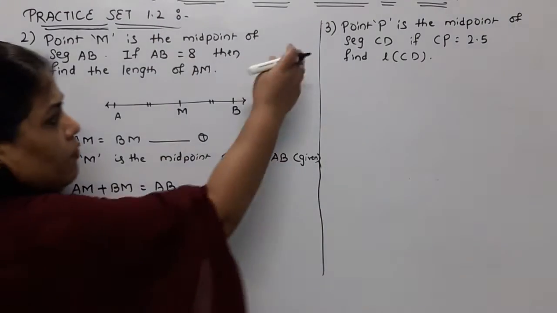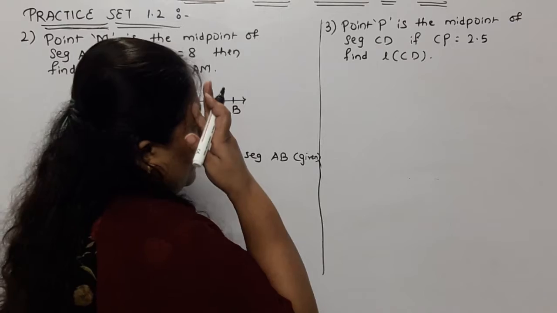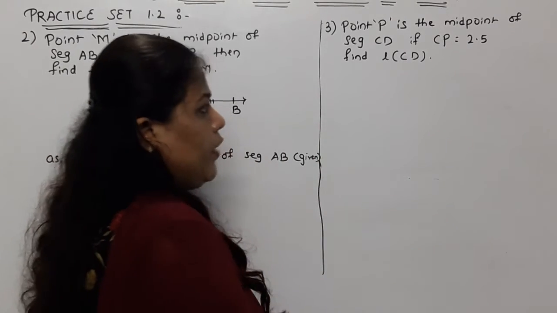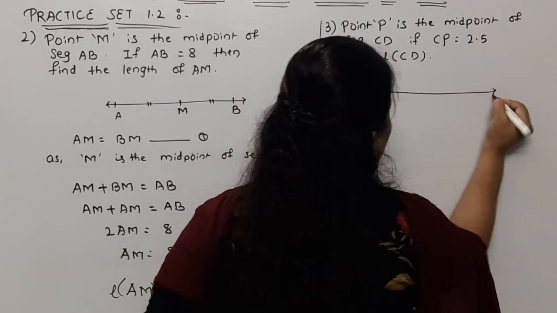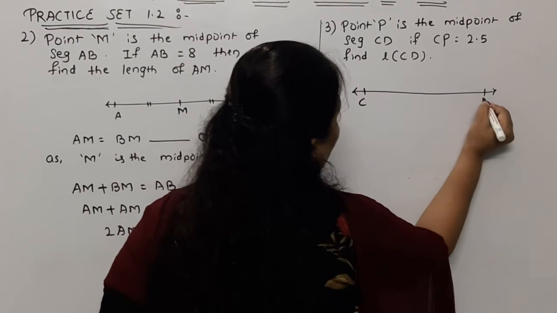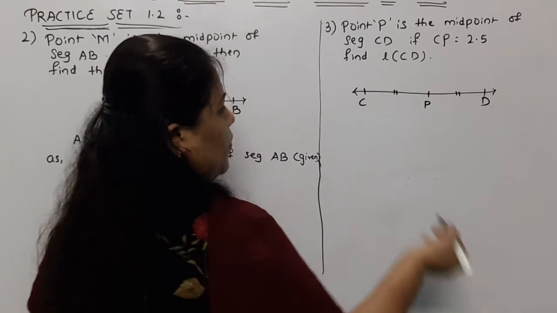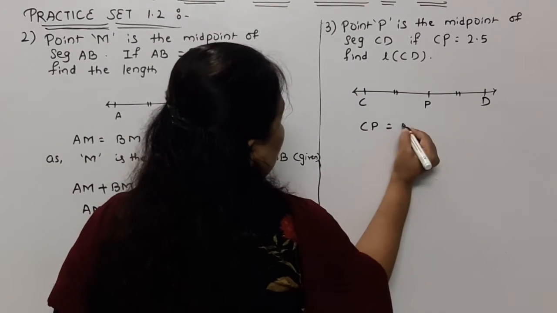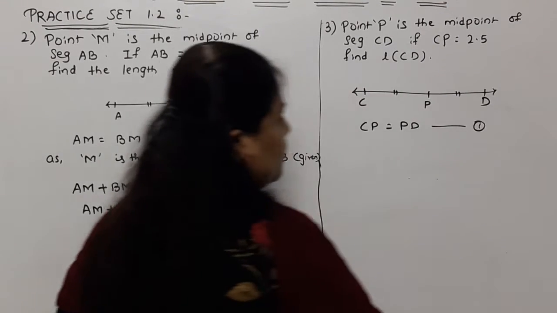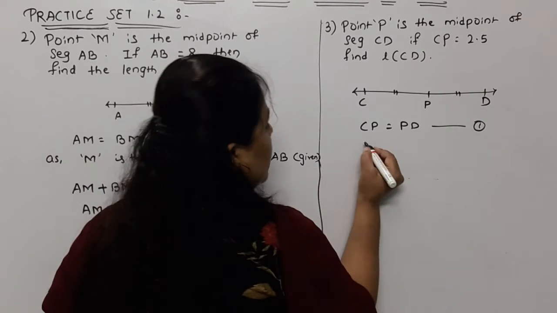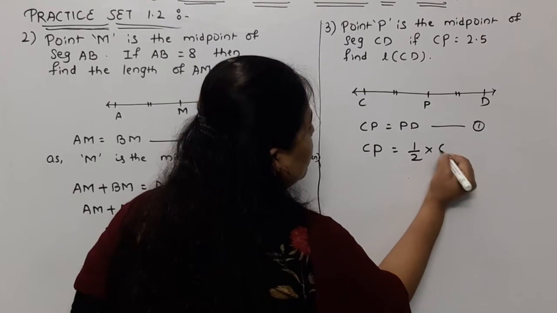Now in the same way we have our third sum. Point P is the midpoint of seg CD. If CP is equal to 2.5, find length CD. Again I will draw one line segment, CD, in which P is the midpoint of CD. So CP is equal to PD or DP. This is your equation 1. Either way we can write that CP is equal to half into CD.